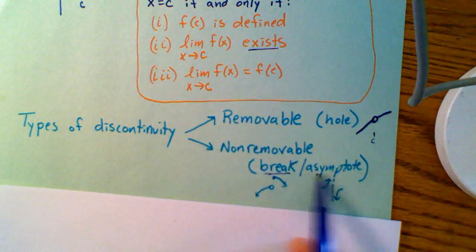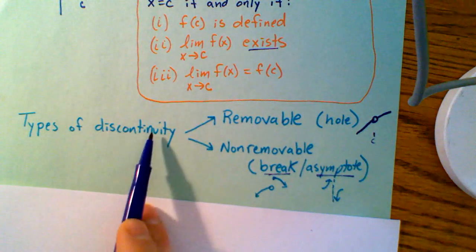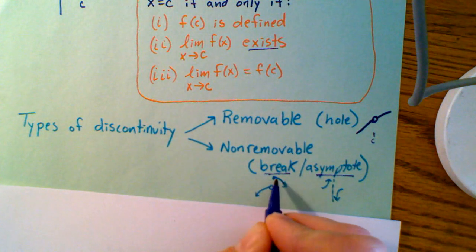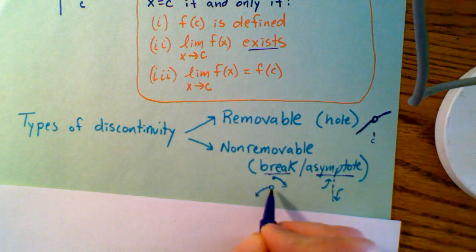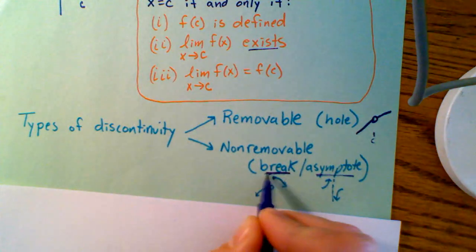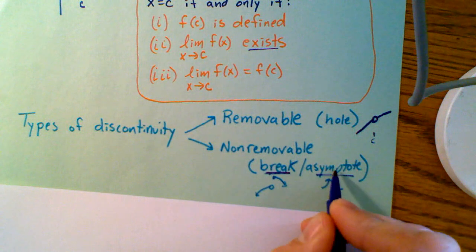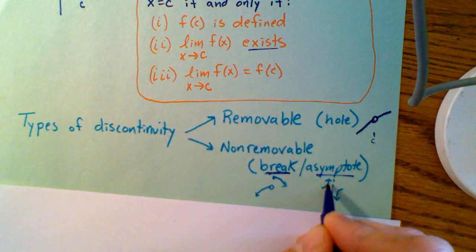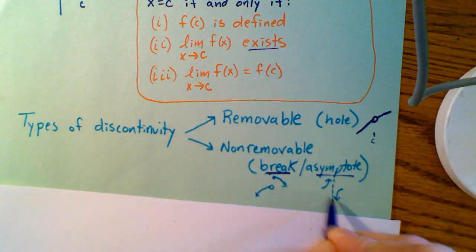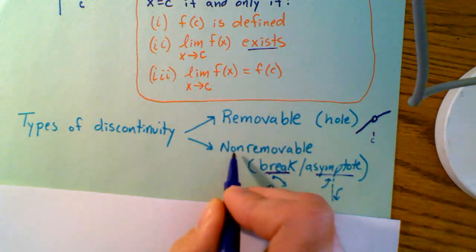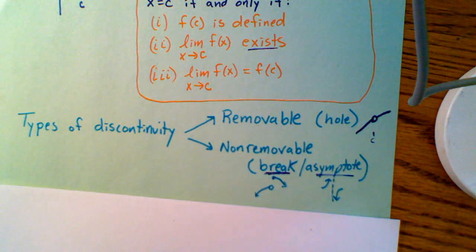Non-removable can be two different types. If we have a discontinuity that's non-removable, that would be like the limit on the left and the limit on the right approaching two different values. We could call that a break in the graph. And then the asymptote: if there's an asymptote there, either they both approach infinity, one positive and one negative, or even the same way. That's an asymptote. We call that, by definition, non-removable.